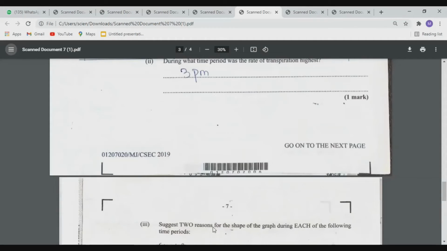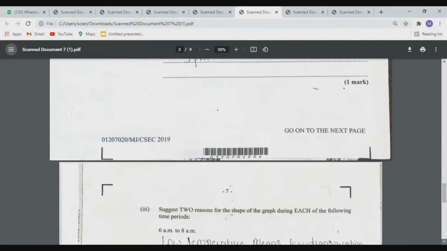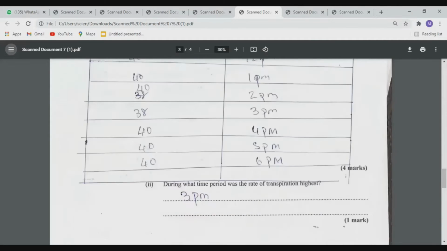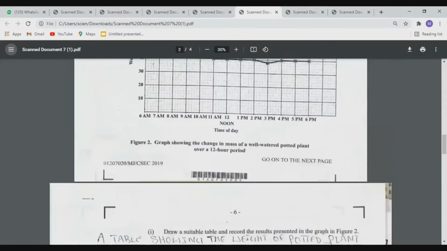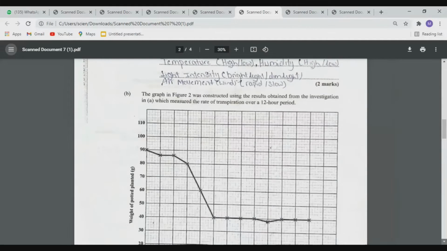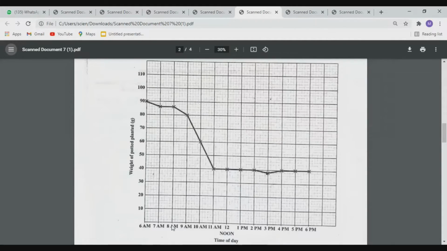So the next question is, suggest 2 reasons for the shape of the graph during each of the following time periods. And the first time period is 6 to 8 a.m. So if we go back to the graph now, 6 to 8 a.m., which is the first part, would be right here. You realize that we started to have a small dip, a small loss of water. So now you have to explain what is going on there.